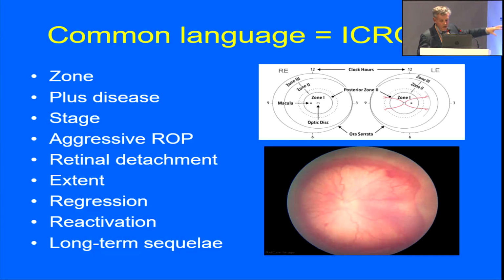I'm not going to go into the details, but they're all things that are covered in ICROP 3. I guess the things that are new and important there are related to regression and reactivation, particularly in the era of using VEGF inhibitors, which has become much, much more common.